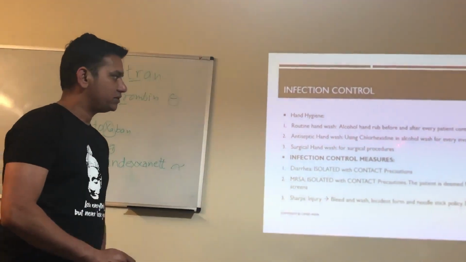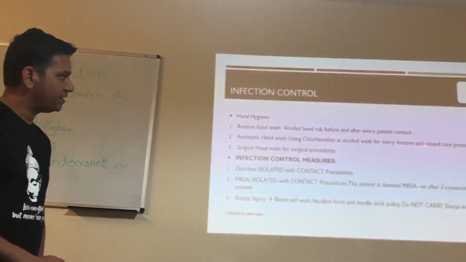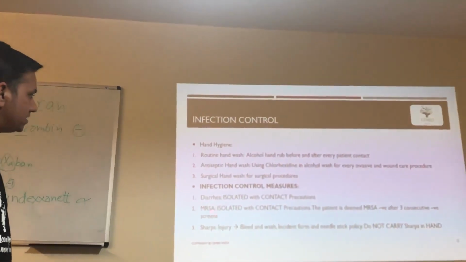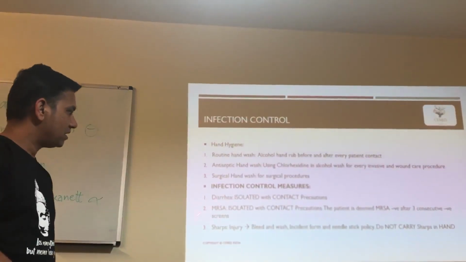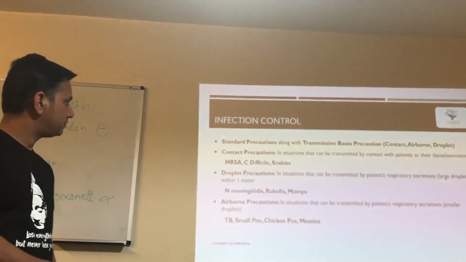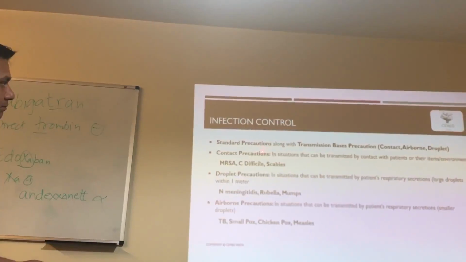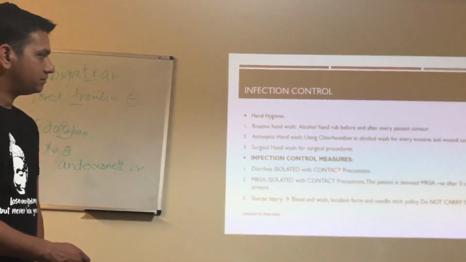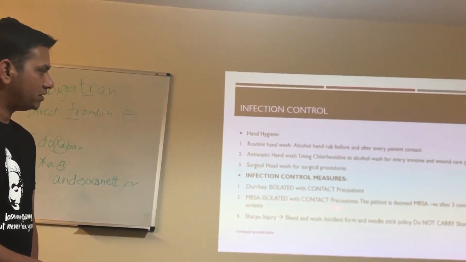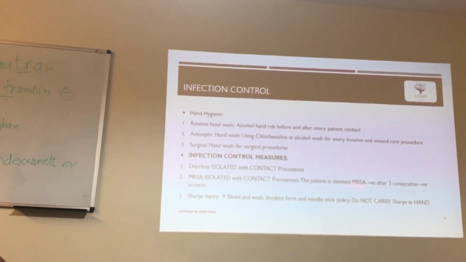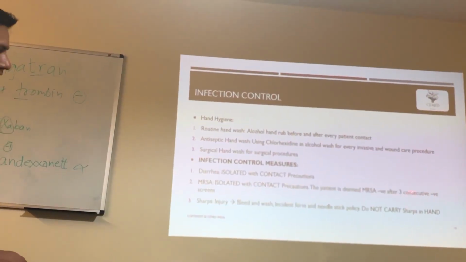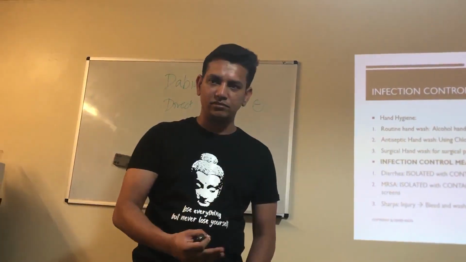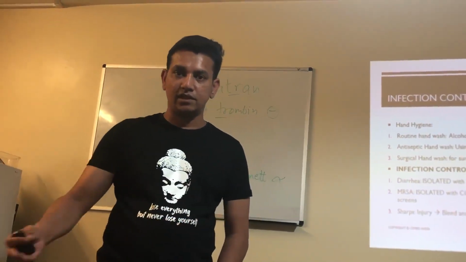Antiseptic hand wash using chlorhexidine and alcohol for every invasive wound care procedure. So before cannulation, please do that. A surgical hand wash for surgical procedures. Diarrhea, you will do standard precaution plus contact precaution. So diarrhea, isolate with contact precaution. MRSA, isolate, contact precaution. The patient is deemed MRSA negative after 3 consecutive negative screens. So 3 times when you screen them, they should be negative, and it should be consecutive.